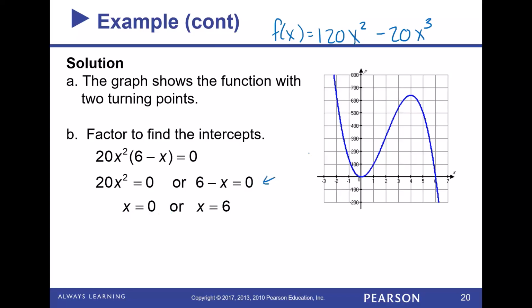If you're unsure on this one here, guys, just notice that if you add x to the other side, then you get that x equals 6, because 0 plus x is just x.